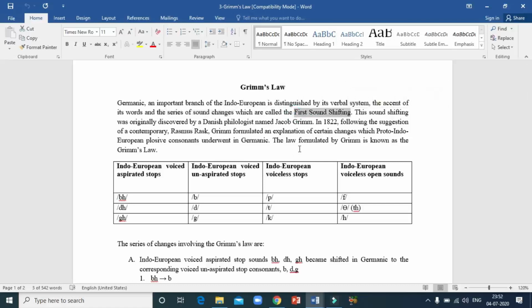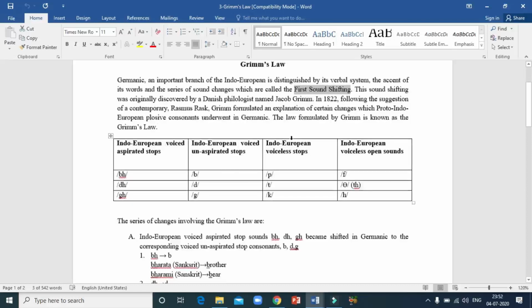So ജർമാനിക്കില് ഇൻഡോ യൂറോപ്യനിൽ നിന്ന് ജർമാനിക്കിലേക്ക് ലാംഗ്വേജ് മാറിയ സമയത്ത് കുറച്ച് സൗണ്ട്സ് ചേഞ്ച് ചെയ്തു. ആ സൗണ്ട് ചേഞ്ചസ് ആണ് ഗ്രിംസ് ലോ എക്സ്പ്ലെയിൻ ചെയ്യാൻ ശ്രമിക്കുന്നത്. So the alternative name of Grimm's law is first sound shifting.